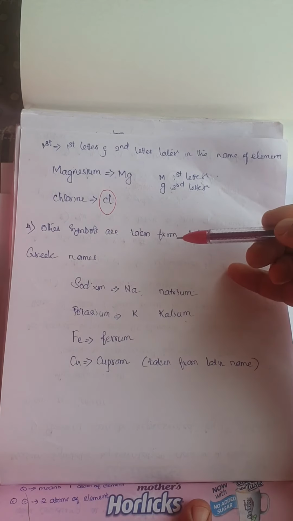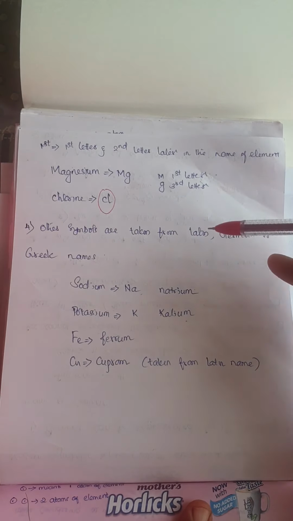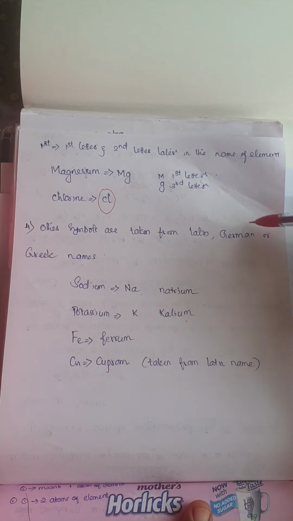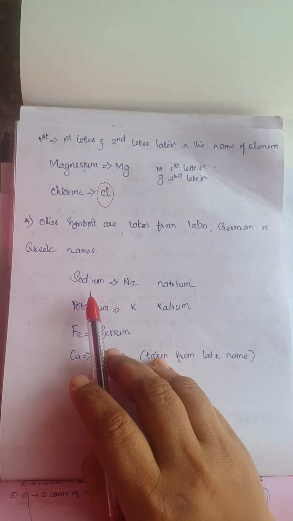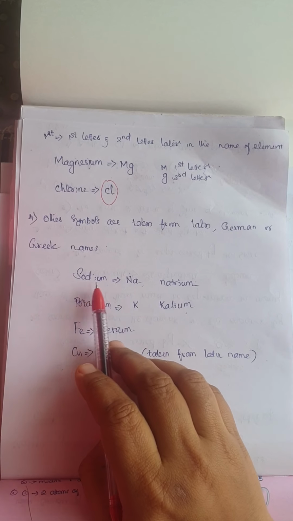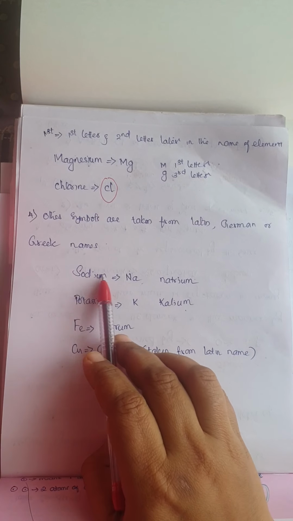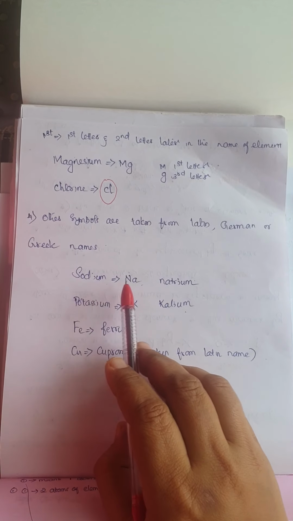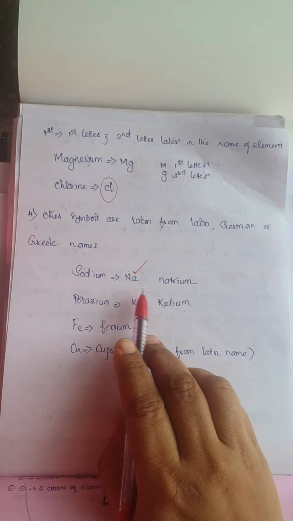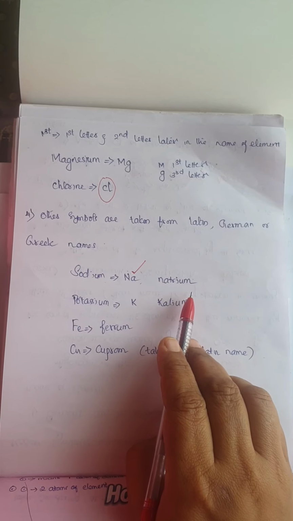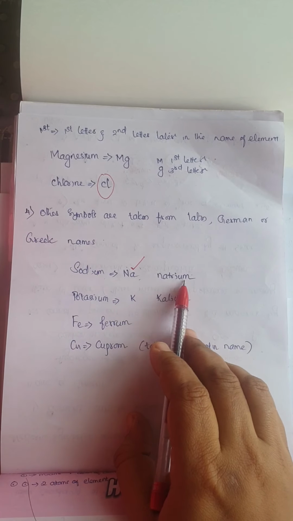Other symbols are taken from Latin, German or Greek names. Their Latin names are also used, German names are also used, and Greek names are also used. In the case of sodium, the symbol is not So, not Sd. We are using Latin names. Sodium, the symbol is Na. What's the symbol for sodium, children? Na. It is natrium, taken from the Latin name. Sodium, natrium, and the symbol is Na.